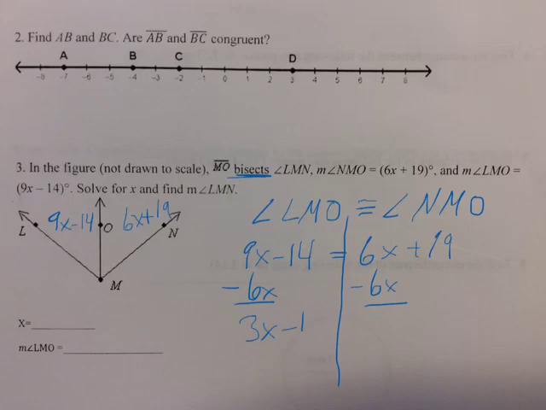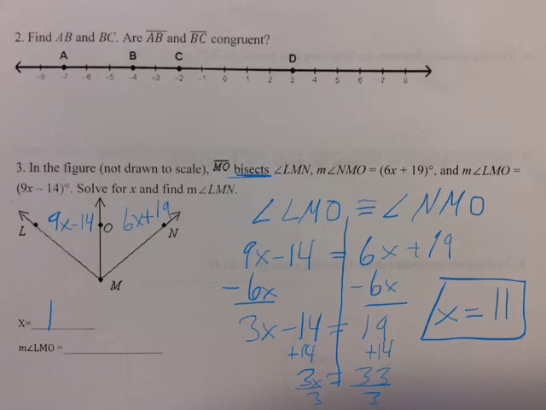This is 3x minus 14 is equal to 19. Add 14 both sides. So add 14, you get 33 equals 3x. Divide by 3 both sides. So x is equal to 11. So now to find the measure of angle LMO, I just need to take this 11 and plug it back in. So this is going to be 9 times 11 minus 14. So that's 99 minus 14, which is going to be 85.